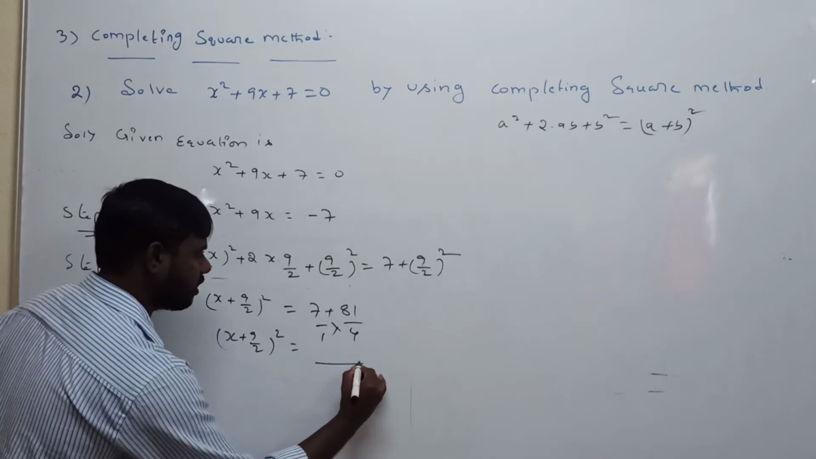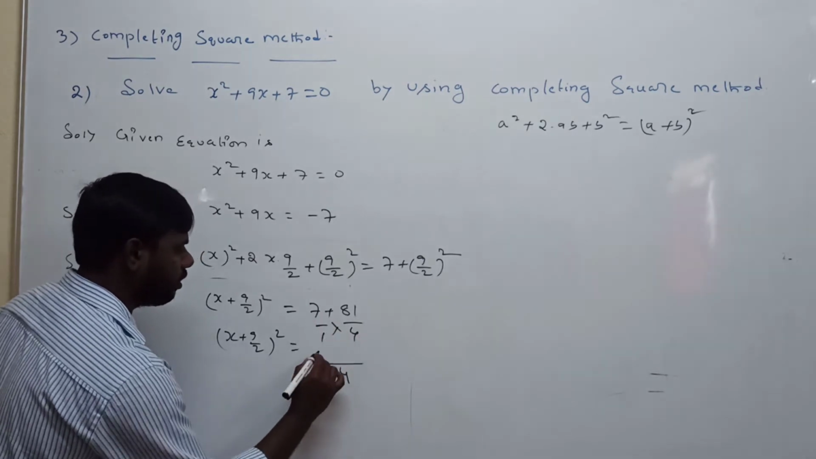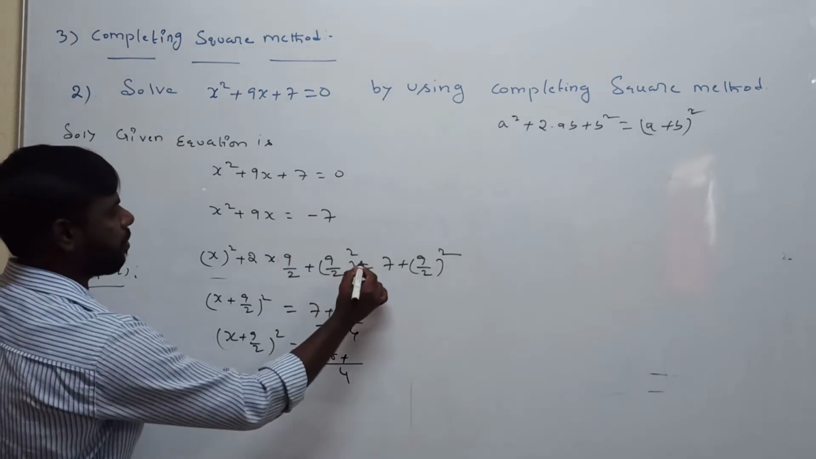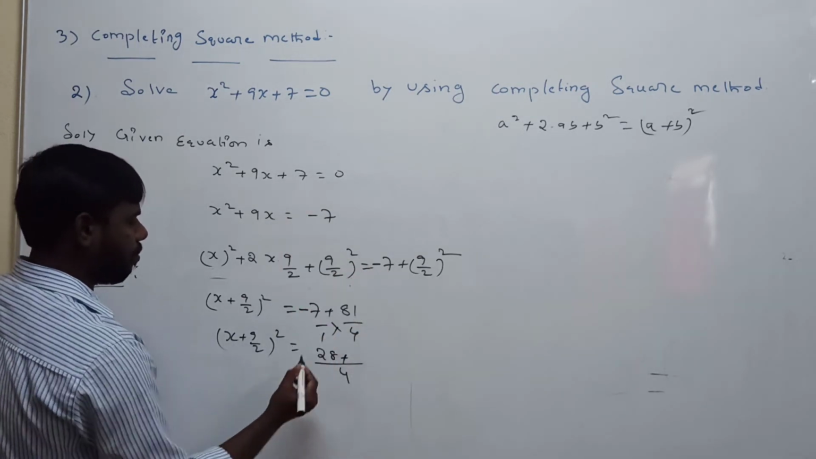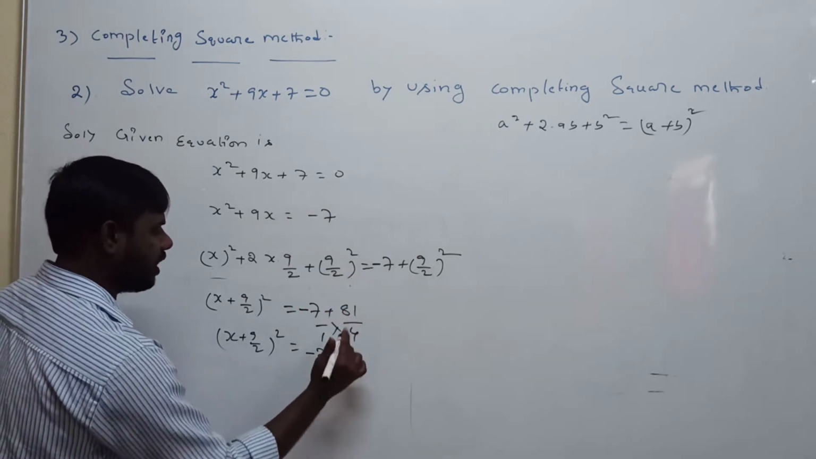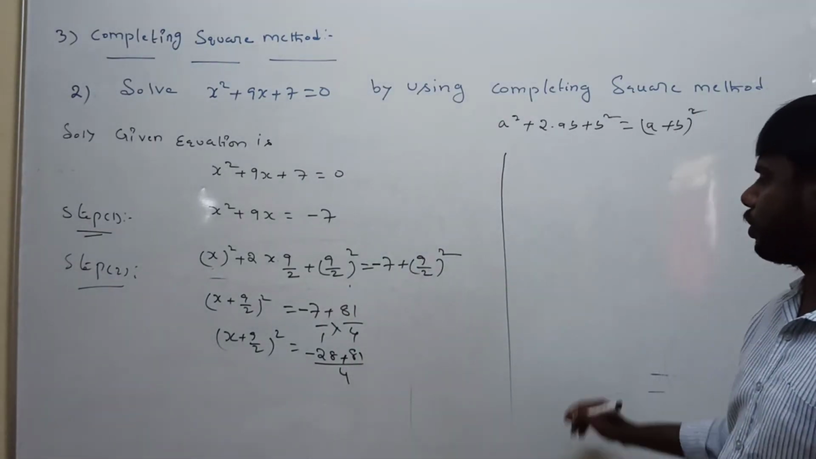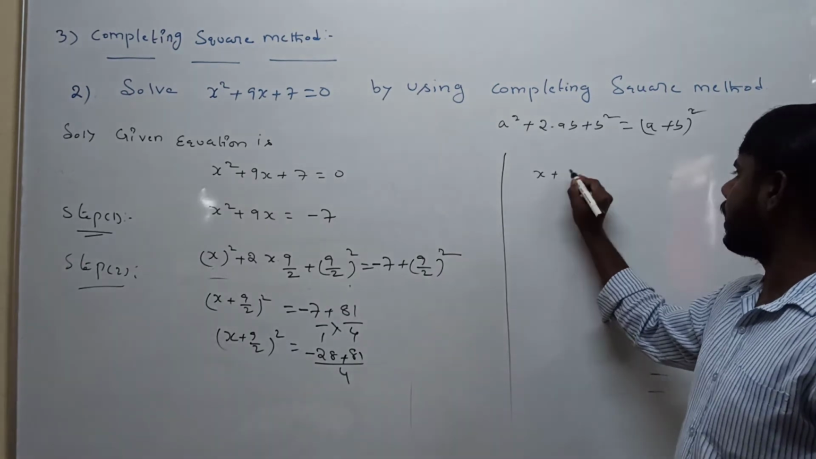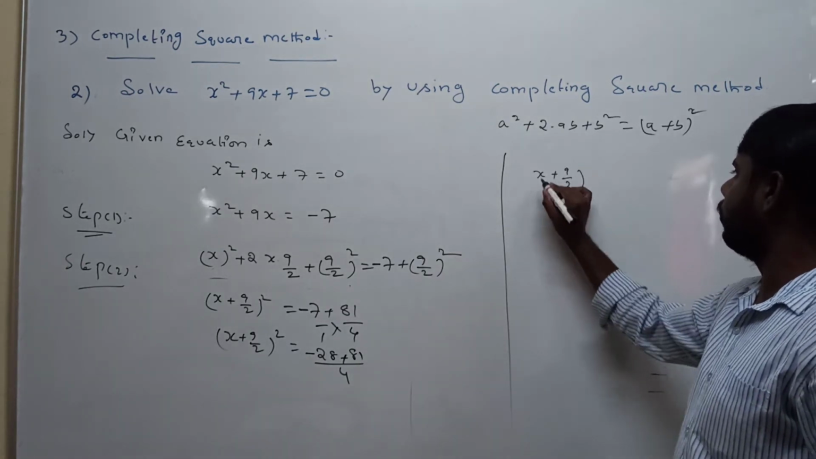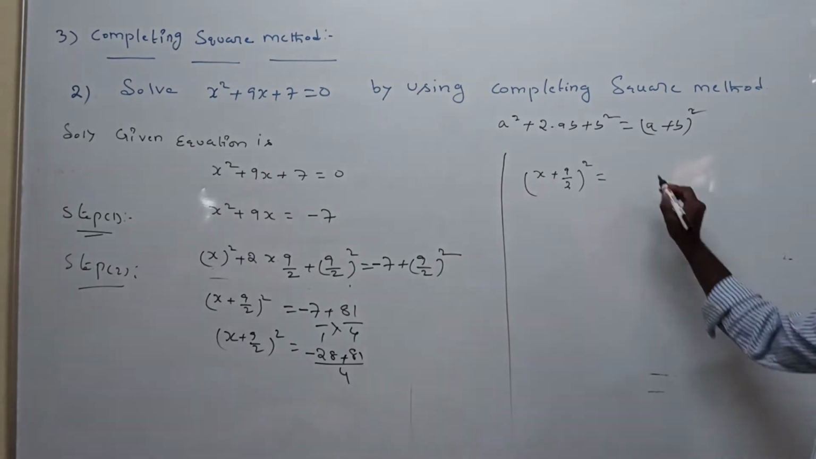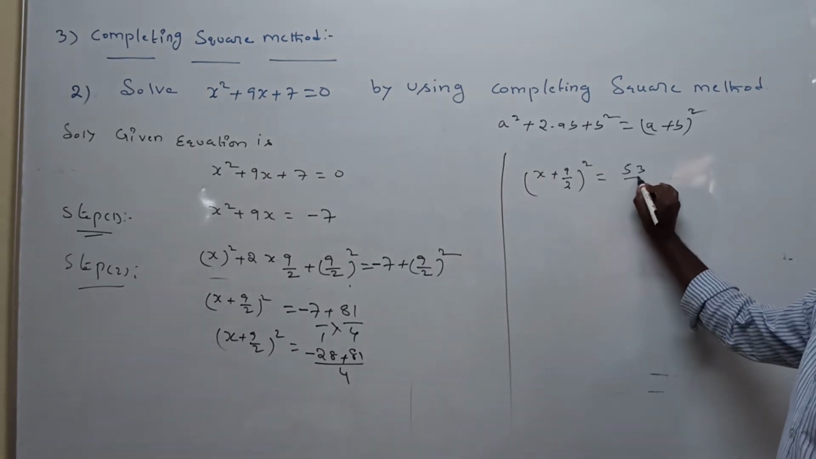Cross multiplication. The sum is 4 into 7, 28, and minus 7, that is minus 28 plus 81, not 7 minus 28. 1 into 81 is 81. The next one is you have to simplify the right hand side value. X plus 9 by 2 whole square is equal to minus 28 plus 81 is 53 by 4.